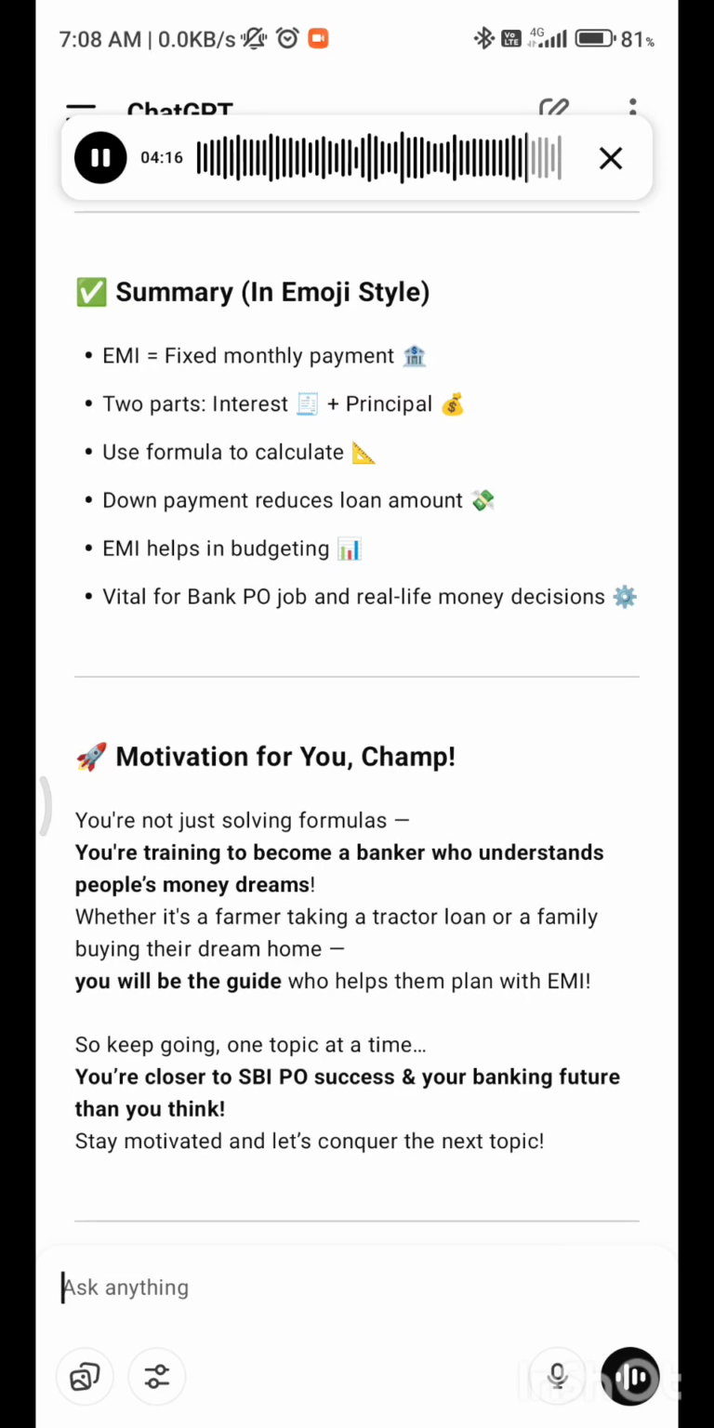Motivation for you, champ. You're not just solving formulas. You're training to become a banker who understands people's money dreams. Whether it's a farmer taking a tractor loan or a family buying their dream home, you will be the guide who helps them plan with EMI. So keep going, one topic at a time. You're closer to SBI PO success and your banking future than you think.